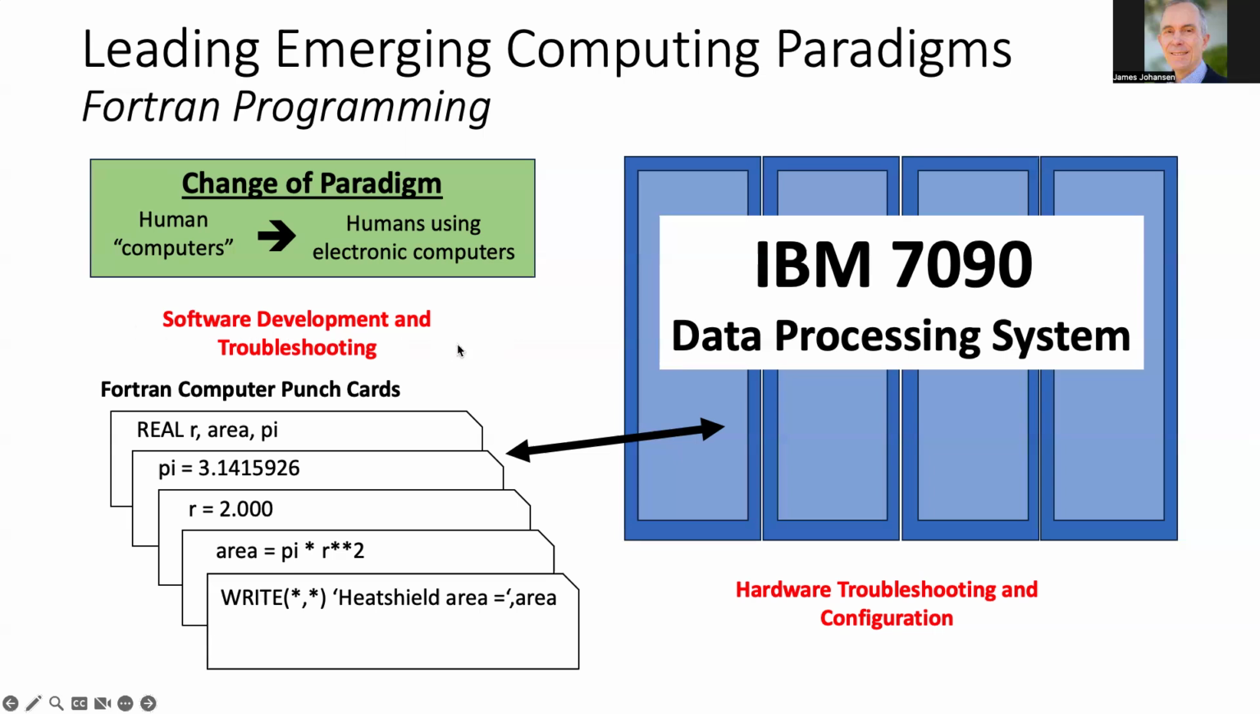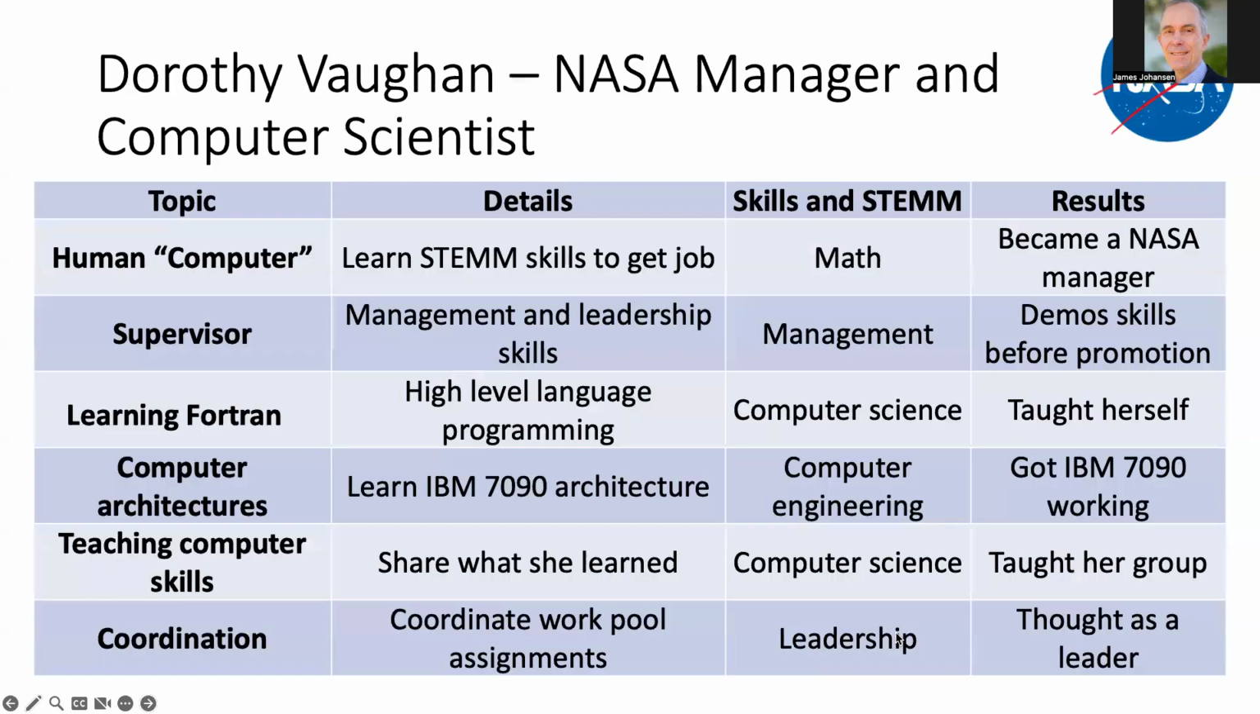And she also had to be on the software development. So she had to write code. So computer science and hardware troubleshooting, computer engineering, these are two things that she was involved with. And so this is a table trying to summarize some of those things. She acted as a human computer, so she had to have these basic STEM skills, largely focused on math. She was a supervisor, and so it was informal at the very beginning, as was portrayed in the movie.